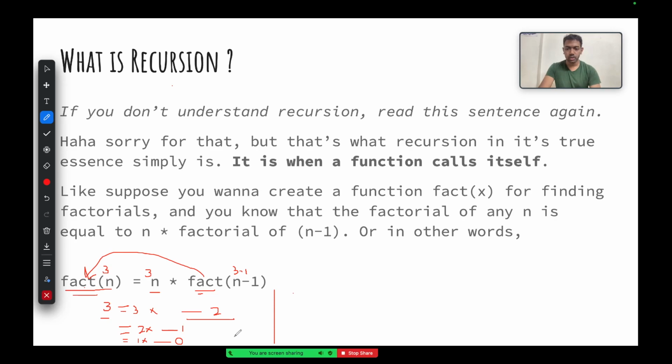So factorial of 0 is 1, and we hit our base case here, and here we come out of the recursion part. So that is how you do it, and the answer of this is 3 into 2 into 1, which will give us the answer as 6, and factorial of 3 is 6. So that's what recursion is. Let me just erase all of this stuff.